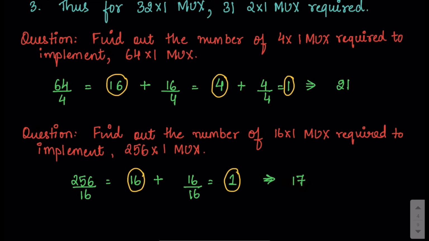So you see friends, it is as simple as that. Just divide that higher order mux with that lower order and you will get your answer in minutes.